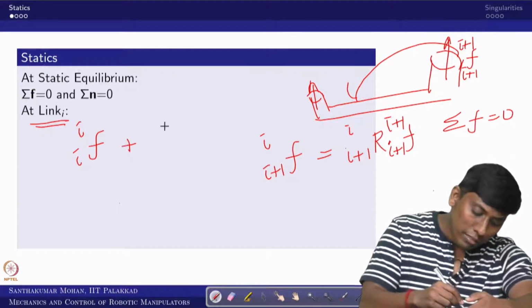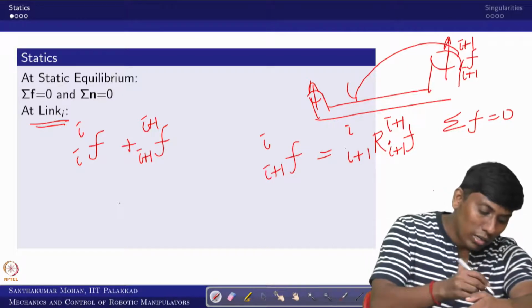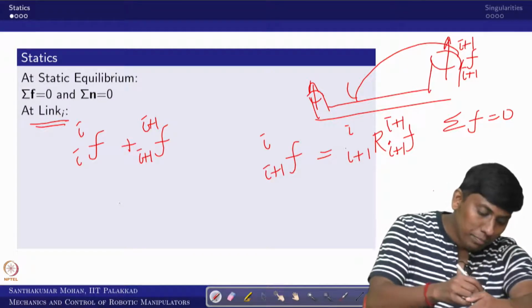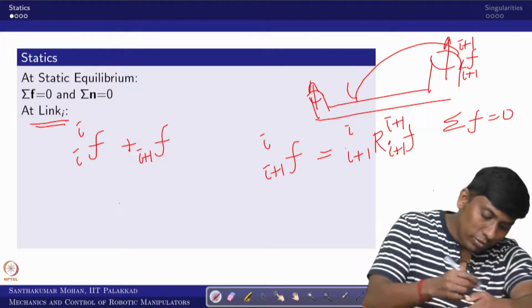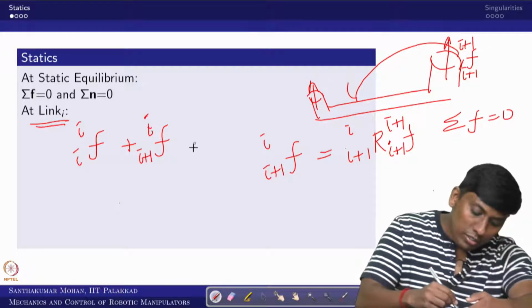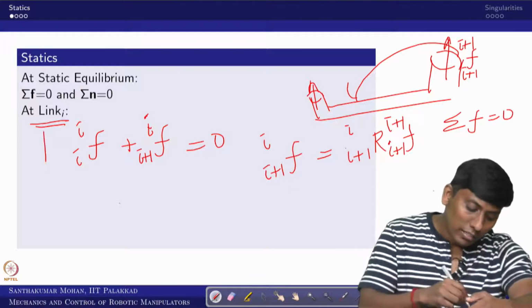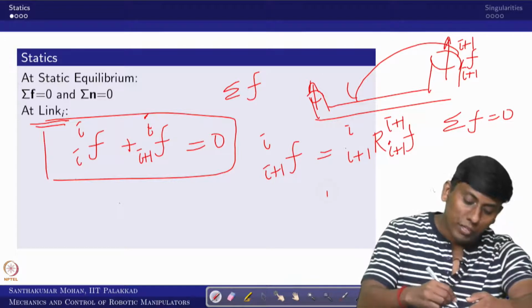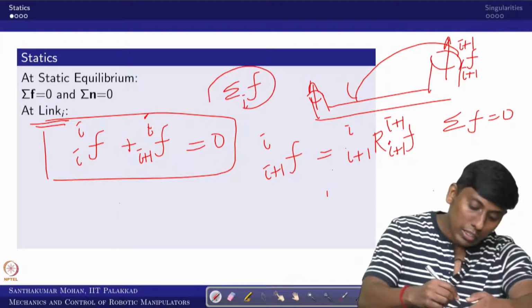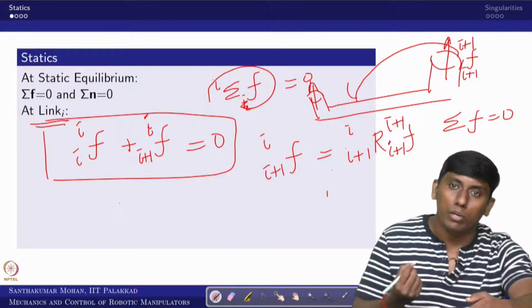So then there would be another force, I plus 1 to I plus 1, but we are writing it right now, we are seeing everything in the ith frame. So what I am writing is in the ith frame, so this is supposed to be 0. Whether we put a plus sign or minus sign is based on your representation, but what we are saying is that the sum of f with respect to the ith frame we are equating to 0. So that is the whole idea.